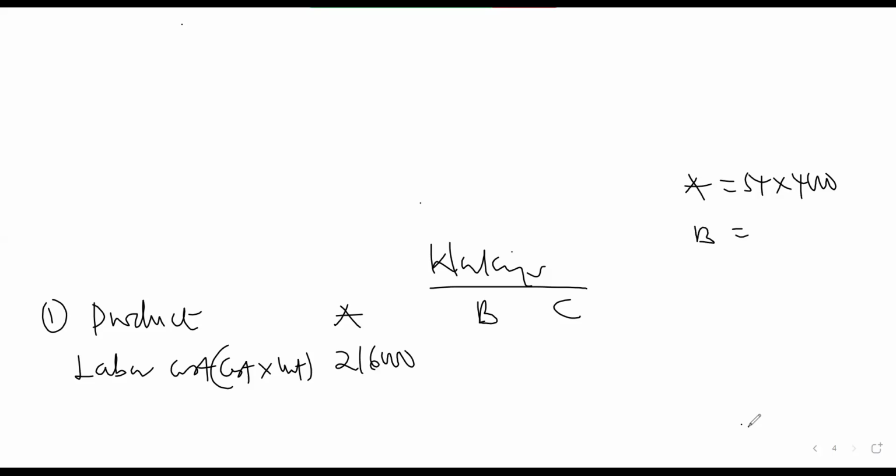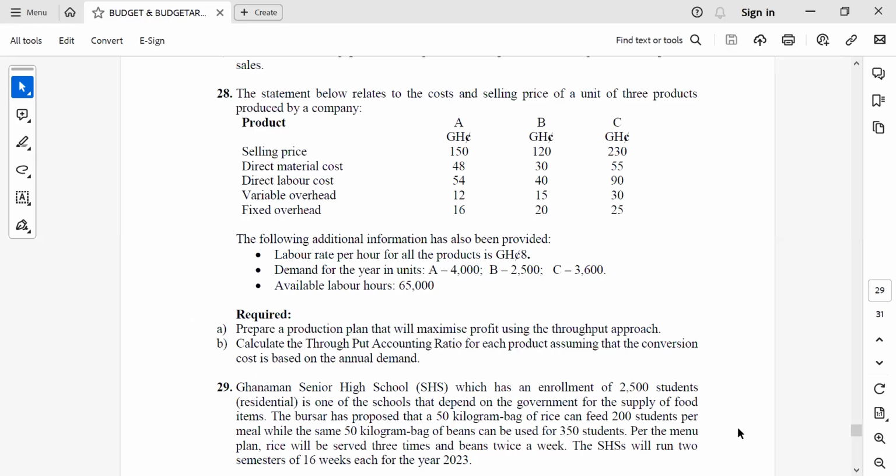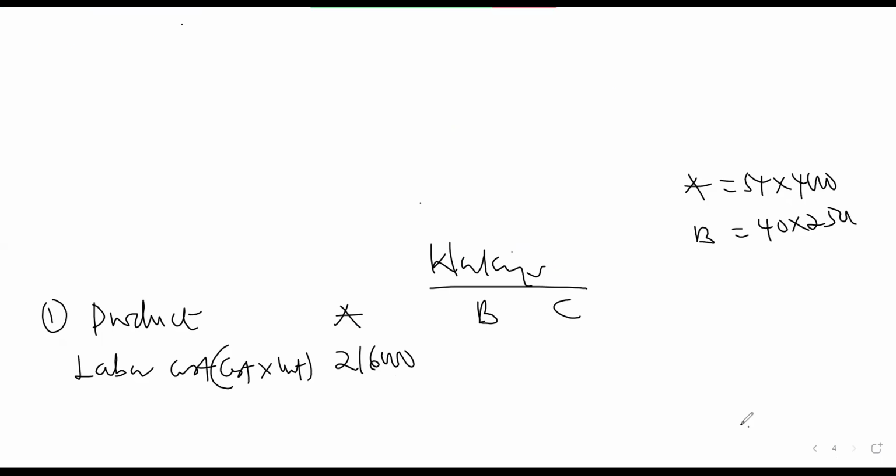What is the labor cost per unit? That is 40, isn't it? Okay, how many units are we producing? B is 2,500. So what will be the labor cost? 40 times 2,500. Are we okay? That will give us 100,000.